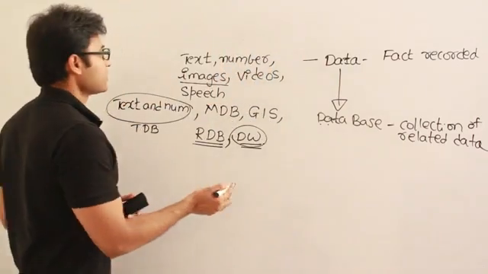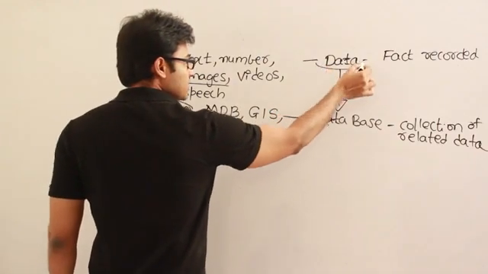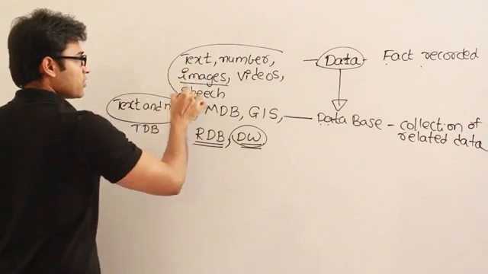So these are the various examples of databases. Are you following it? Data is just a fact which can be recorded, and these are all the examples of data.